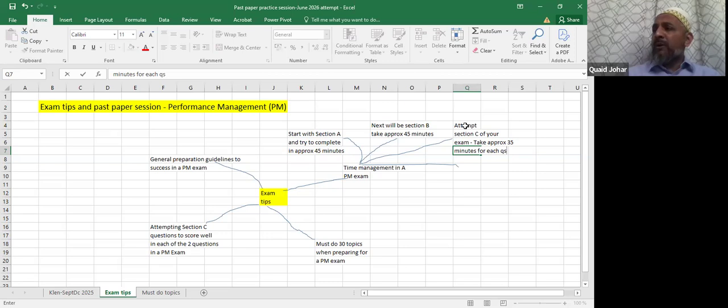But in narratives, you are writing very fast, right? And that takes less time. So usually it's a mix. So you will be able to do it in 35 minutes, and in total, you will be taking around 70 minutes.